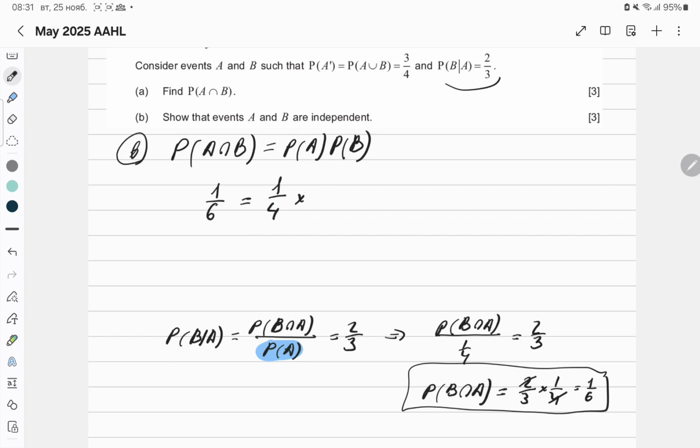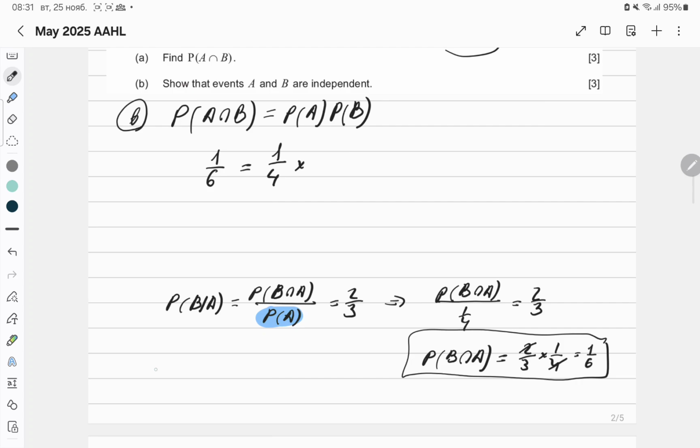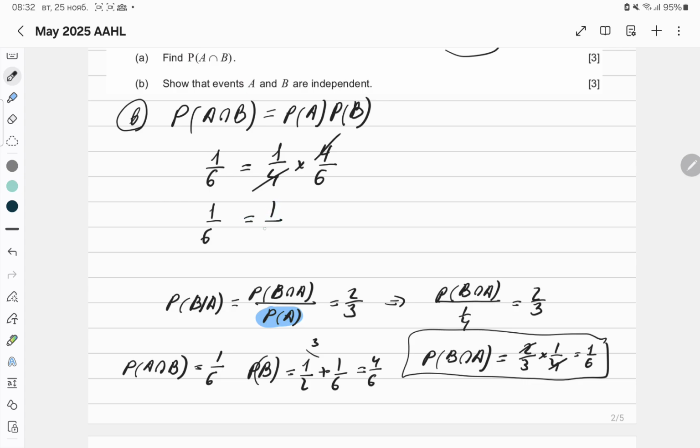What is P of B? We don't know the value yet, but we can find it. Remember that P of A intersection B was 1 over 6, and P of B will be equal to 1 over 2 plus 1 over 6. So let's find it: that gives 4 over 6. Now we can reduce, and the left hand side will be equal to the right hand side.